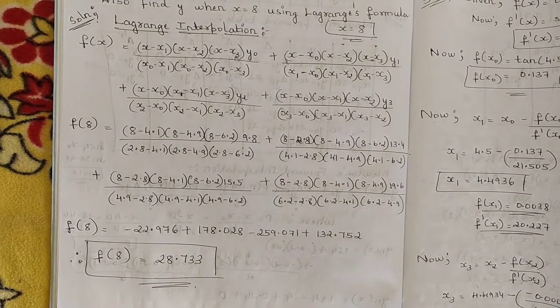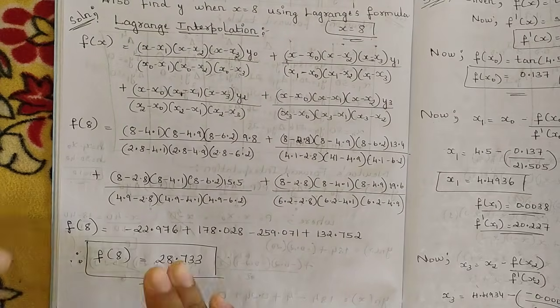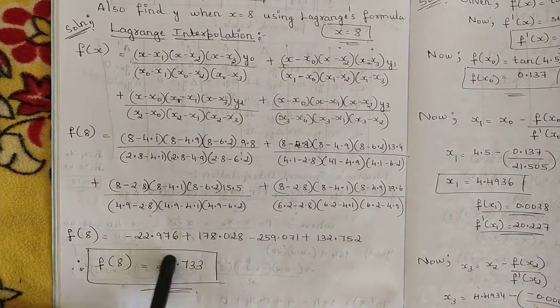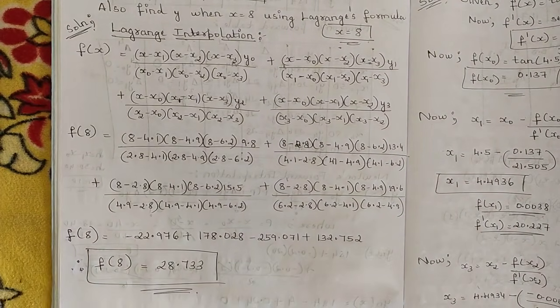28.733. Okay, so there would be some variation in the answer in the decimal places here and there, don't worry, they would be giving you marks. Okay, if you get this number right, 28, they would definitely be giving you marks. So this was the problem related to the Lagrange interpolation. So hope it is clear.